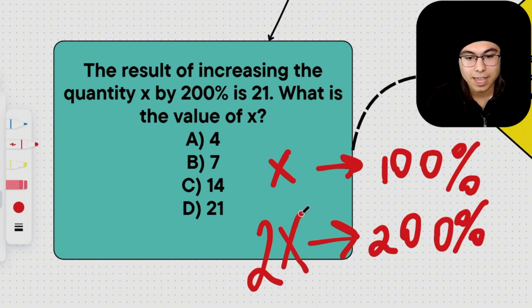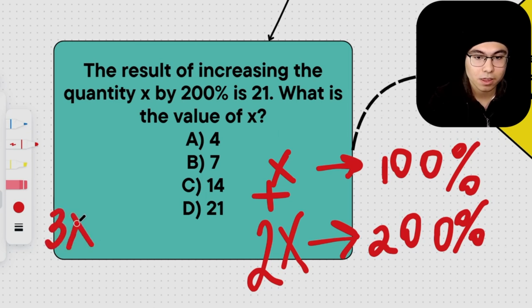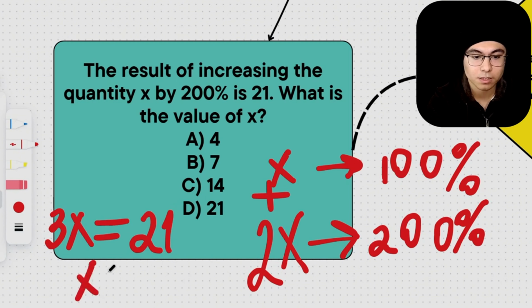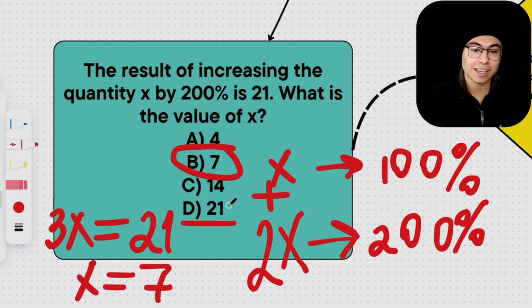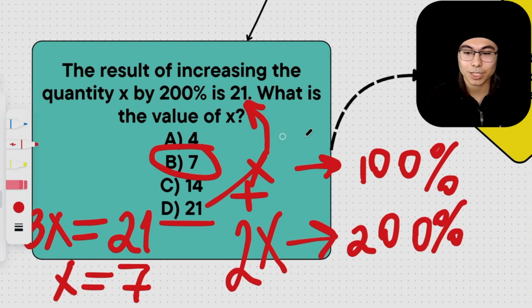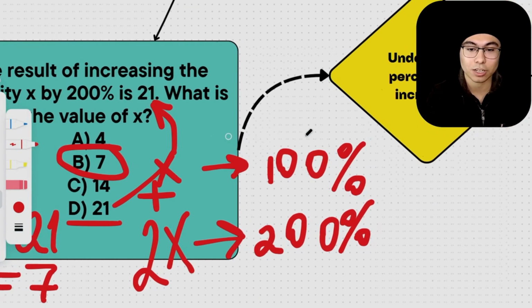And if we add both, because it's being increased, that would be 3x. 3x equals 21, and x equals 7. So here we found the right answer. The best choice is B, 7. And here's a trap: D is a trap because they are using the same number, as you can see here. So make sure that you're not rushing.